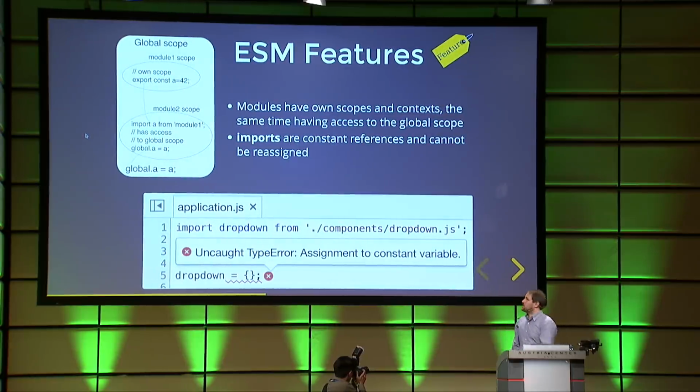Features, something I discussed briefly before. We have global scope, and each module has its own scope, as expected. I will not put this const on the global level, but I can export it if I want as a module. A second module can import something from the first one, like a variable, and it still has access to the global scope. I can define something, read, and write to the global scope. Another feature: imports are constant references and cannot be reassigned. Just take this as a const.